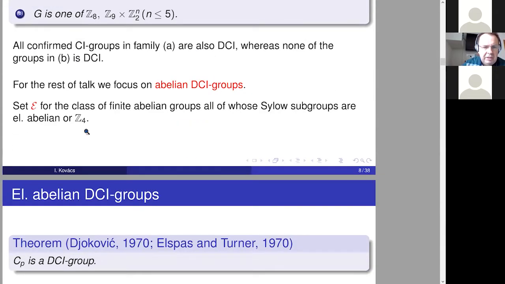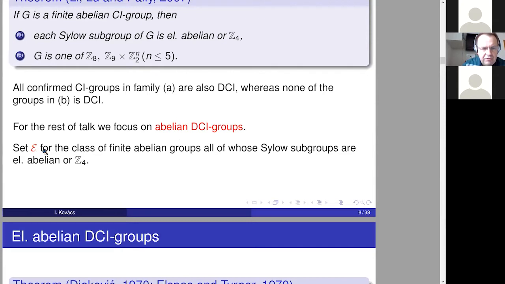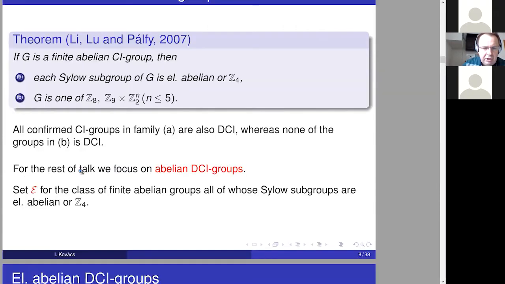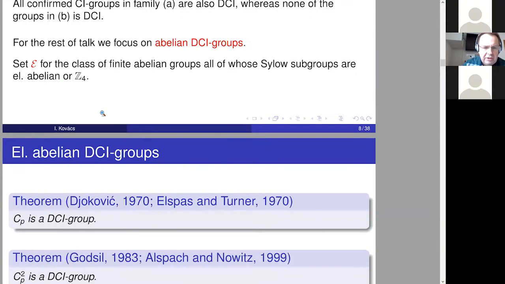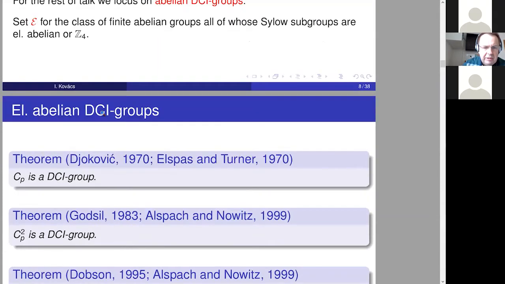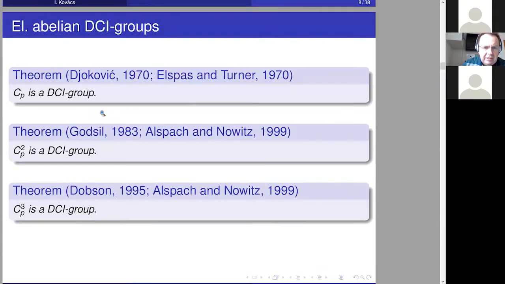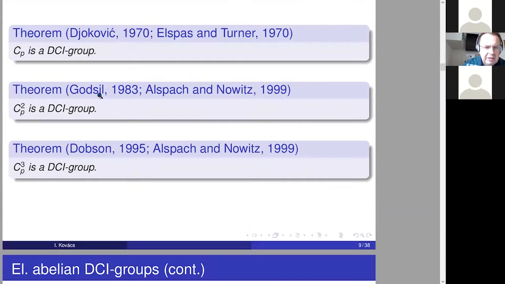And also I introduced this notation for the class of finite abelian groups, all of whose Sylow subgroups are elementary abelian or Z4. So the big question is, which groups here are indeed DCI? And this turns out not an easy question. So first, let's start with elementary abelian. In the elementary abelian case, the cyclic group of order p was proved to be DCI by Djokovic and also Elspas and Turner. It's actually not very difficult.